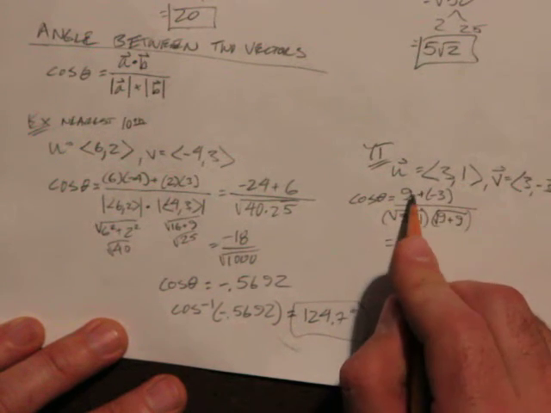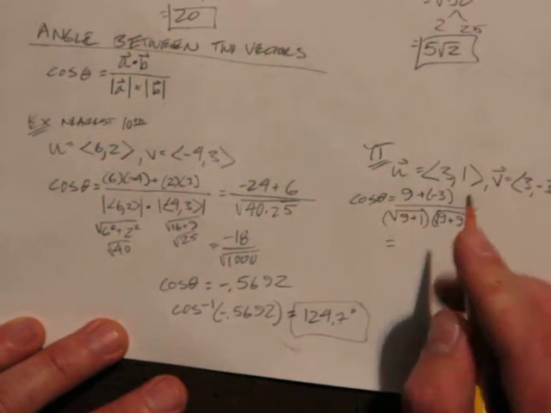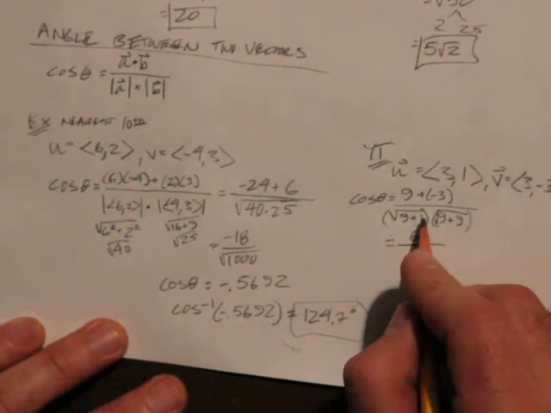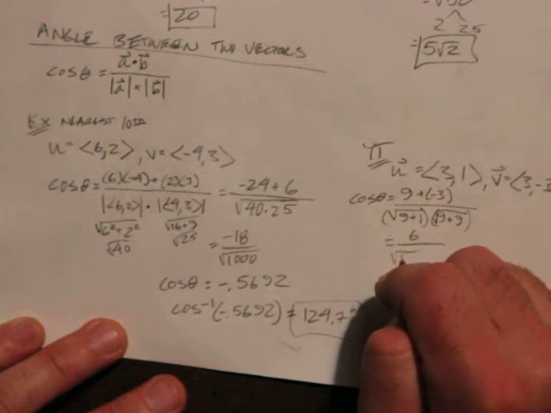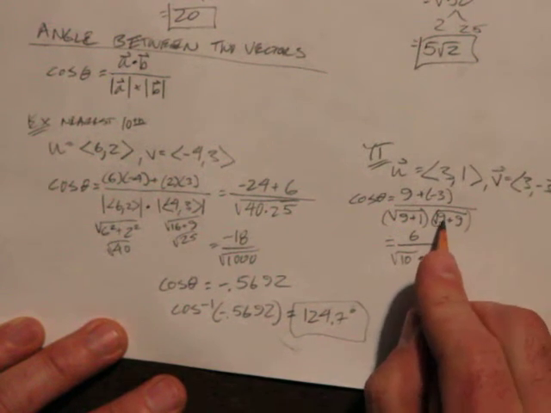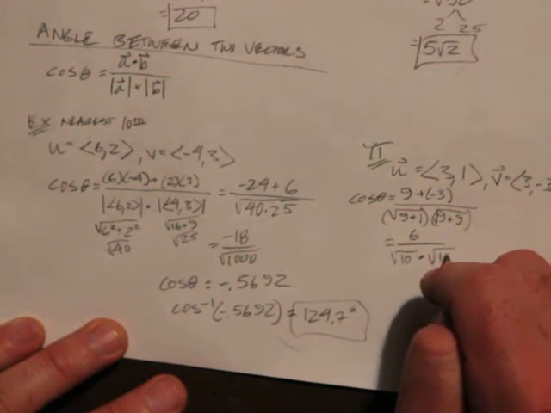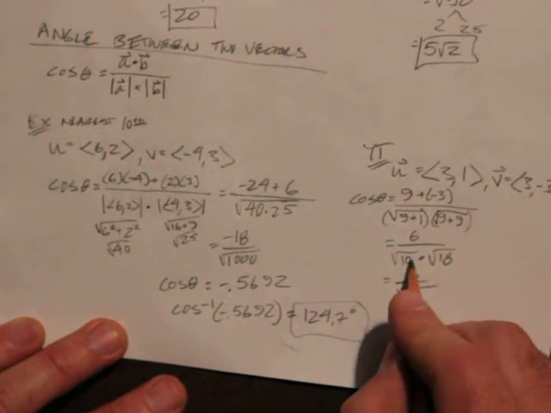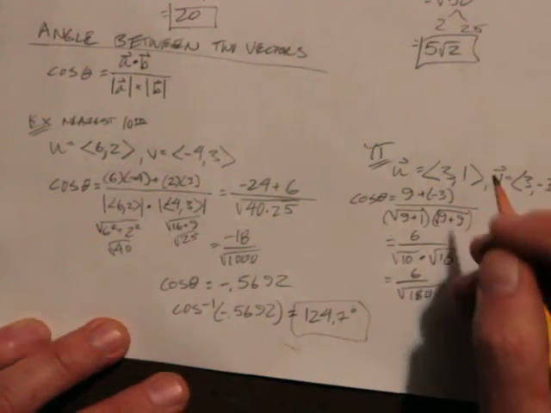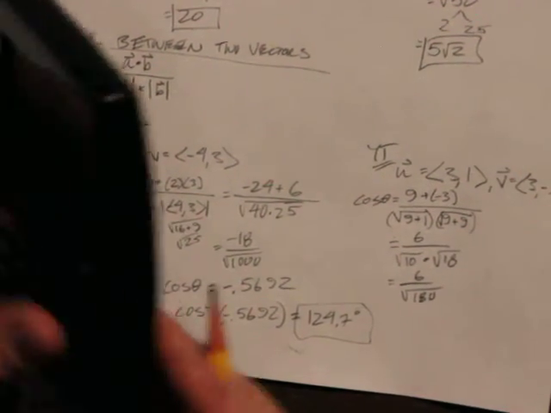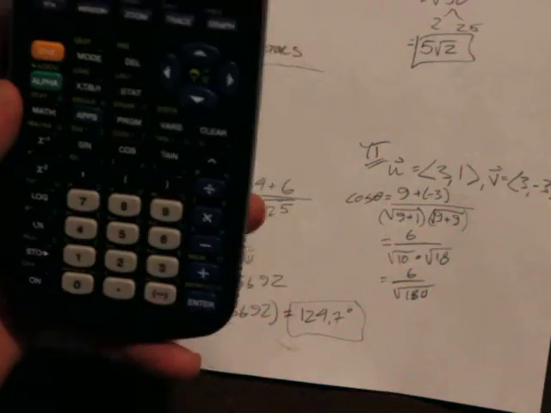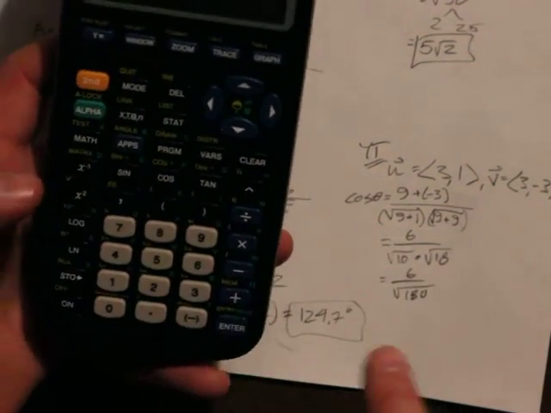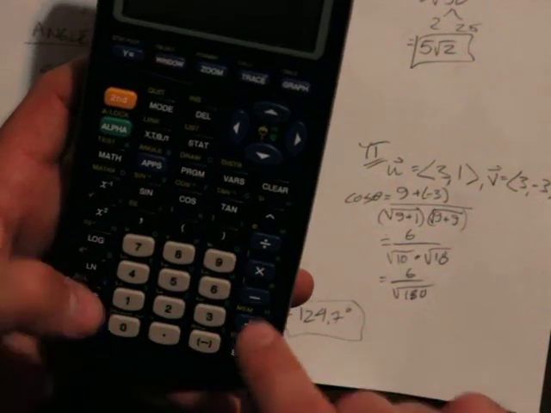Alright, let's keep going here. So 9 minus 3 is 6. 9 plus 1 is 10. Times square root of 18. So I have 6 over the square root of 180. Put that in my calculator. 6 divided by the square root of 180.